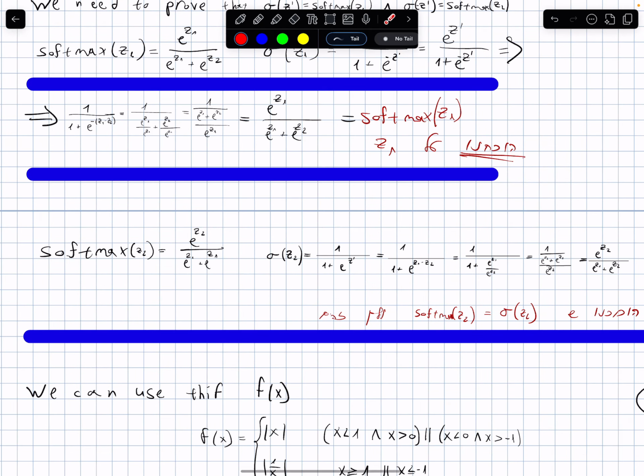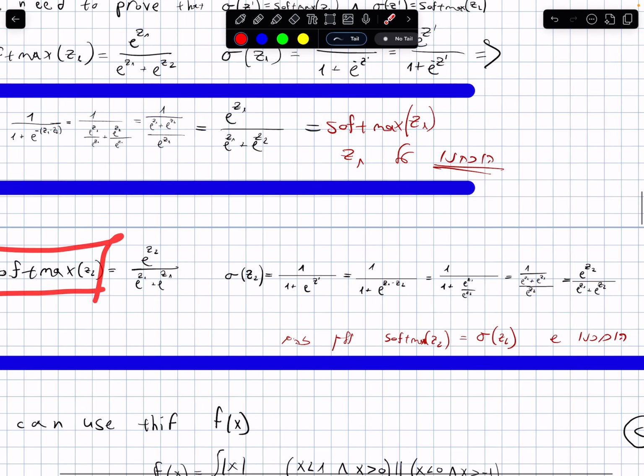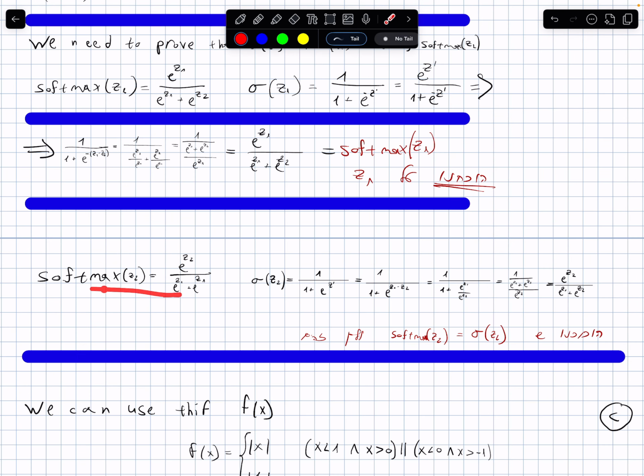Okay, and now we did the same thing for z2. You can just look at this. We wrote the sigmoid. We opened it. We used the division. We opened the common denominator. We flip it, and now we proved it.